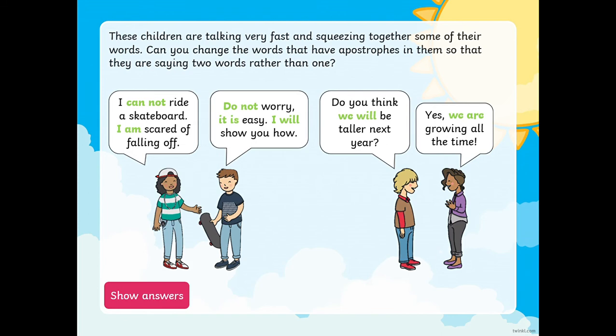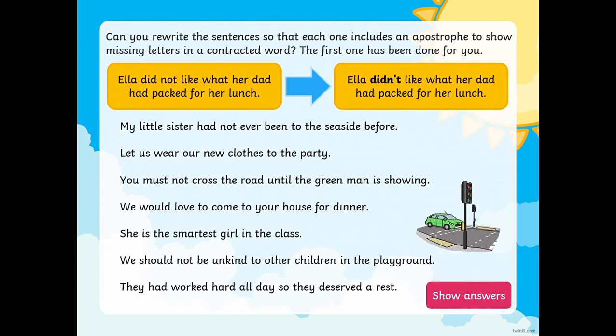Let's look at our main task for today. What I'd like you to do is rewrite these sentences so that each one includes an apostrophe to show missing letters in a contracted word. The first one has been done for you. Let's read it together. So the sentence says, Ella did not like what her dad had packed for lunch. And that becomes Ella didn't like what her dad had packed for lunch.